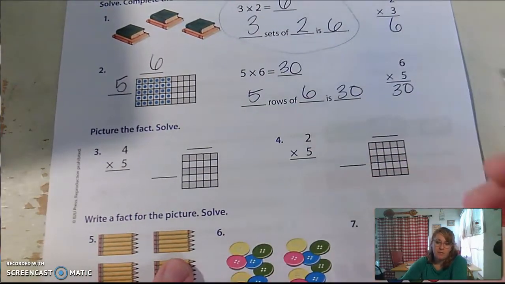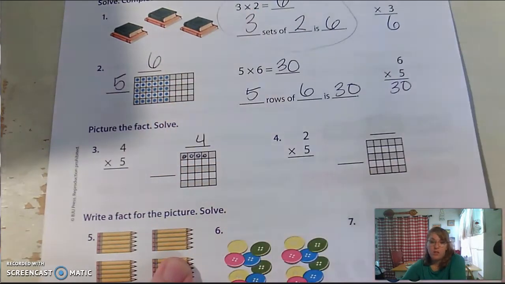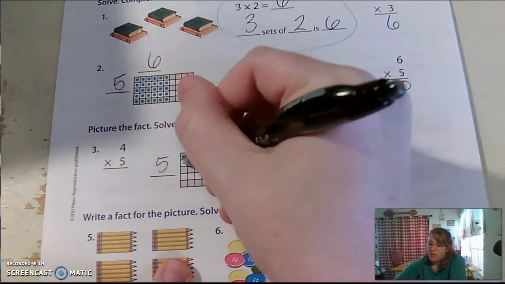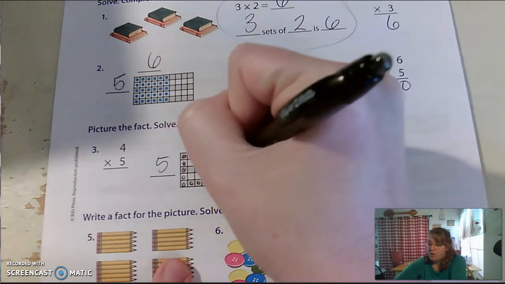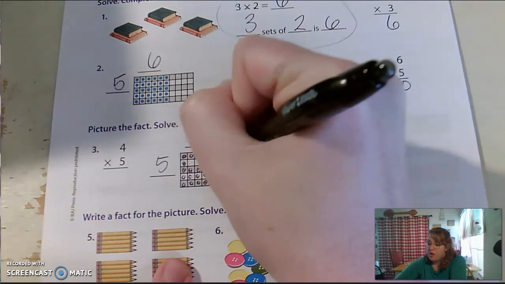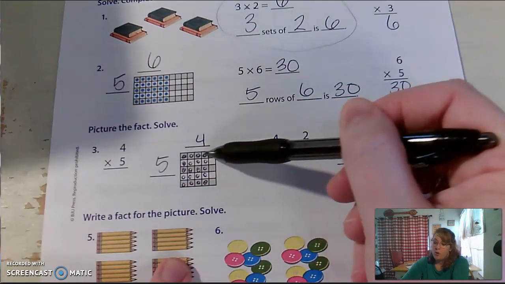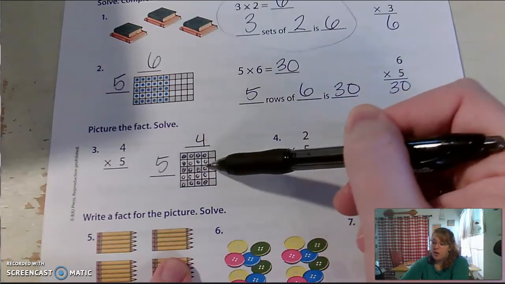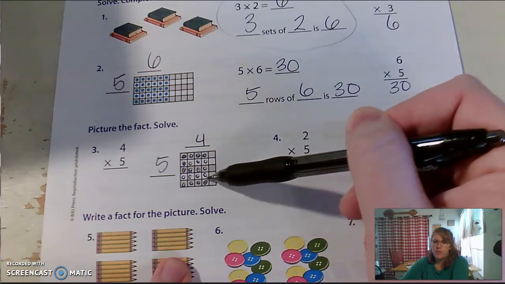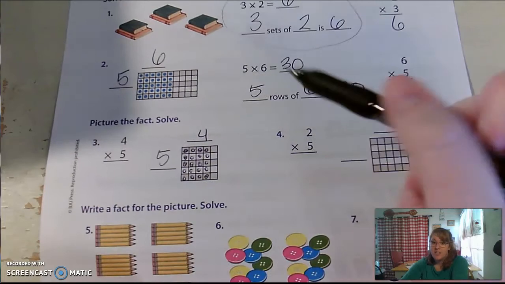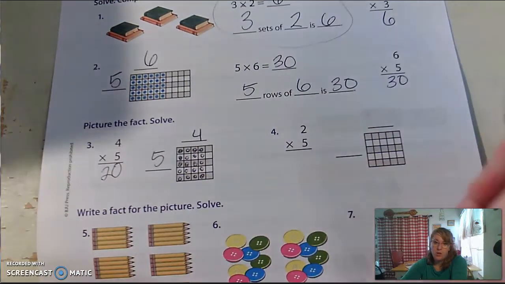Picture the fact and solve. 4 times 5. Okay, let's do this. I'm going to draw 1, 2, 3, 4 dots across the top, and 1, 2, 3, 4, 5 dots down. And remember, you need to fill in the rest of those dots before you count them. Okay? So we have 4, 8, 12, 16, 17, 18, 19, 20. I lost it there for a second. We have 20 dots. So 4 times 5 is 20.